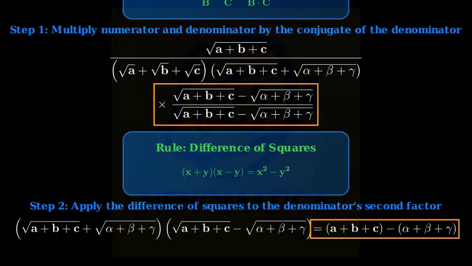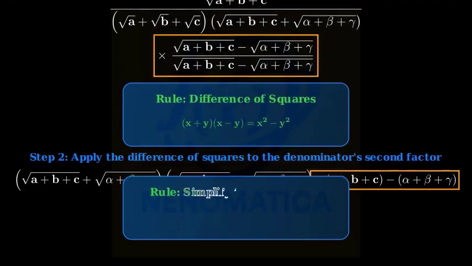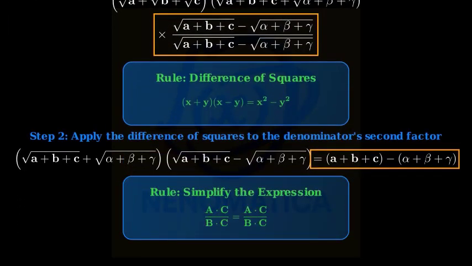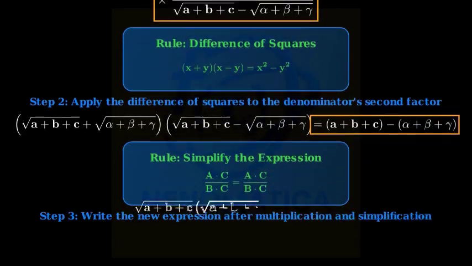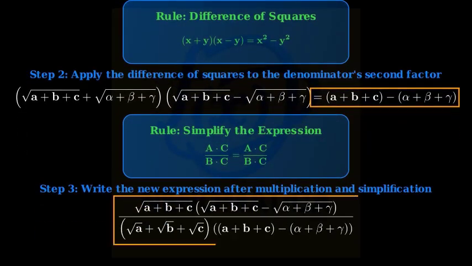Rule box. Simplify the expression. After multiplying by the conjugate, we rewrite the entire fraction. The denominator becomes the product of the first factor and the difference of sums.